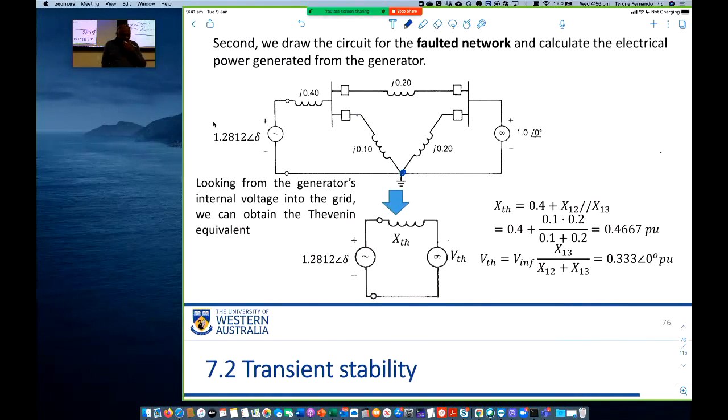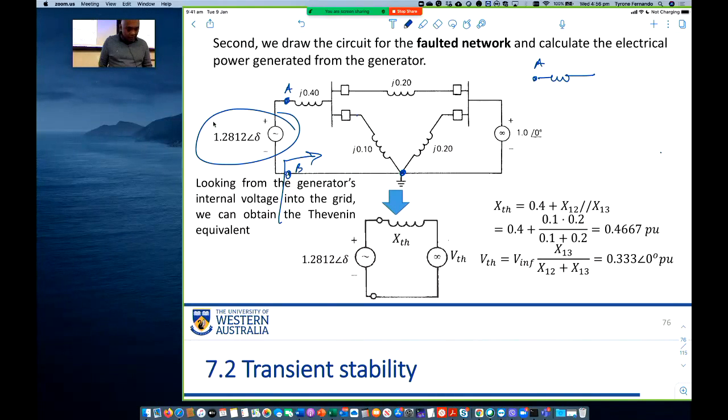Now, during the fault, we find the Thevenin equivalent circuit looking that way, what the generator sees. So if I look at the Thevenin equivalent circuit to the right, what is the Thevenin impedance? Let's say this is node A, this is B, this is A. I have that j0.4, and then I have that j0.2.